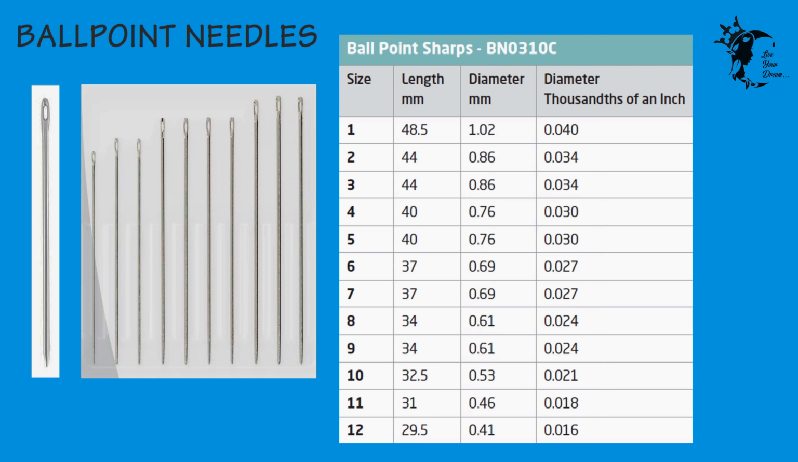Ballpoint needles are short sewing needles having a round end which allows the needle to pass through the fibers easily rather than snagging or cutting through them. It is also used to stitch knit fabrics as it does not damage the fibers.